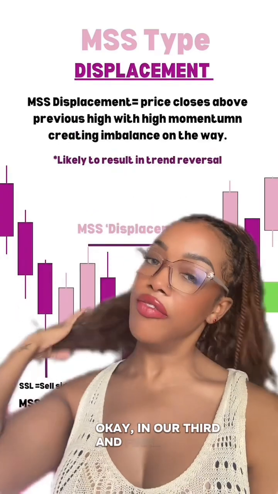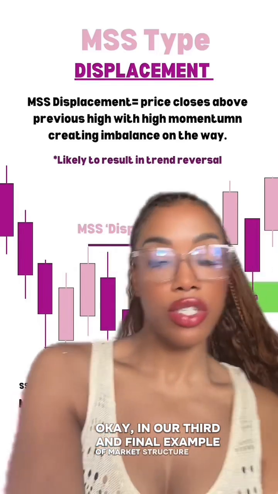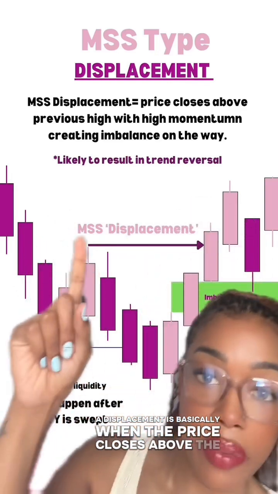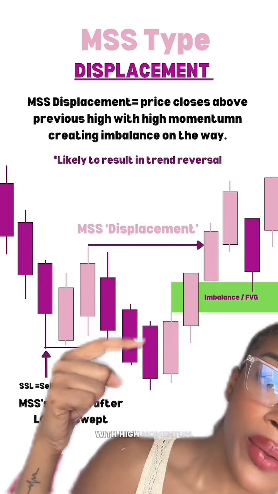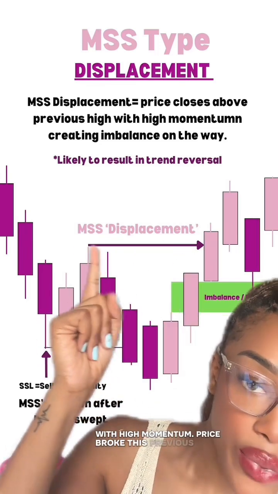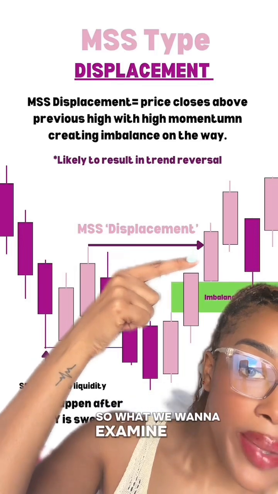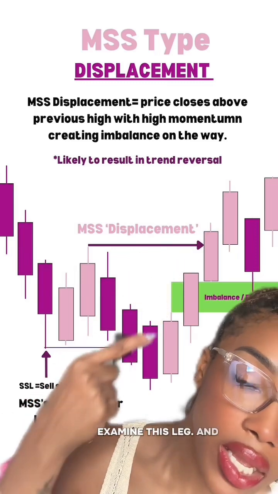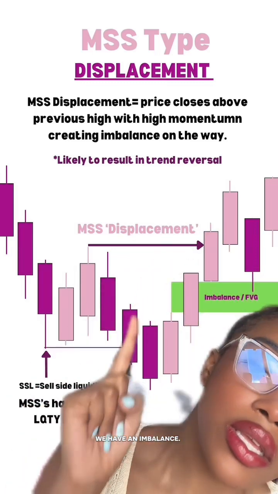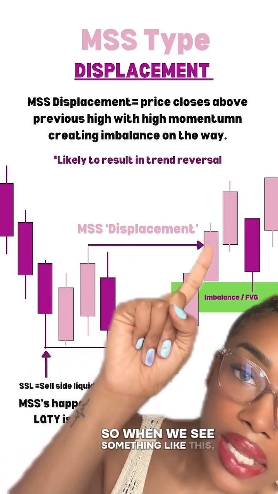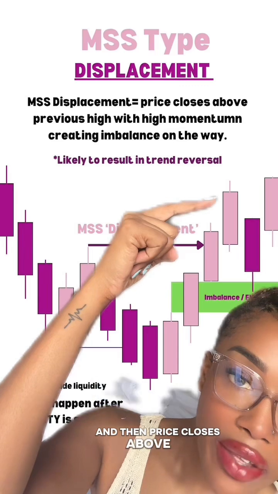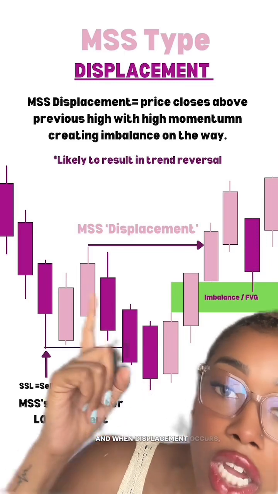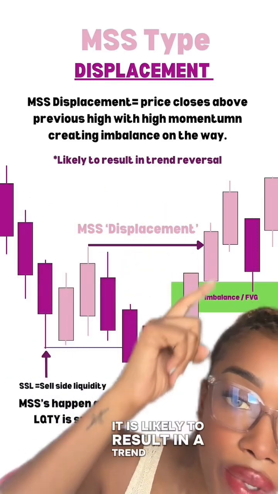Okay, in our third and final example of market structure shifts, a displacement is basically when the price closes above the previous high with high momentum. Price broke this previous high. So what we want to examine is the leg of what broke the previous high. Examine this leg, and in this leg we have an imbalance. Beautiful. So when we see something like this and then price closes above it, look at all that. This is called displacement. When displacement occurs, it is likely to result in a trend reversal.